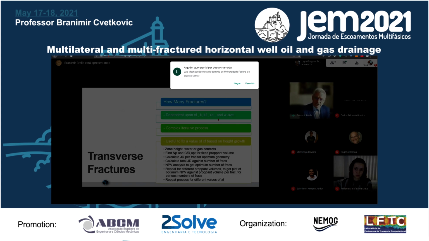So the open question is how many fractures we need. It depends first of all on the half-length and permeability. Now we will just plot here. This is my XF, the half-length of the fracture, and this is my wellbore. Then I have the fracture permeability K, and K from the formation.